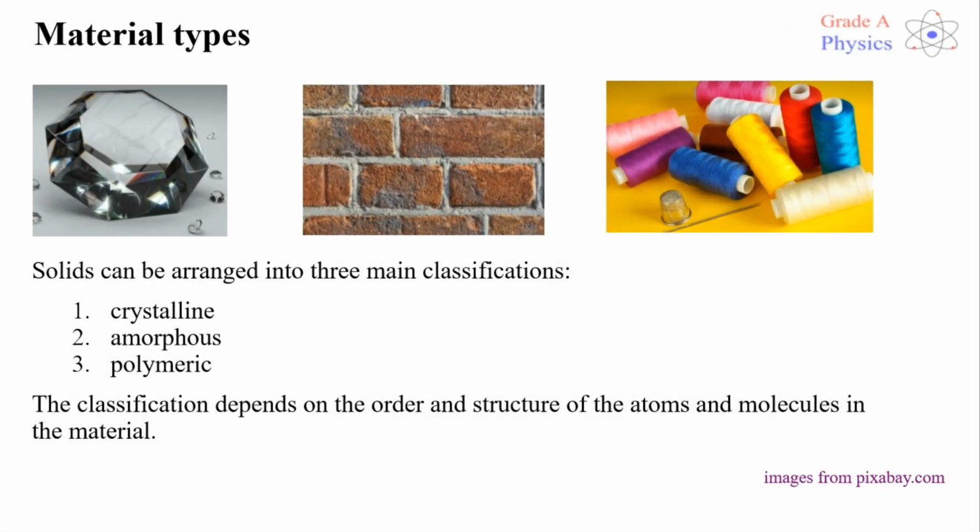This video is about material types and material behaviour. Just double check with your specification because not all A-level exam boards need this level of detail. But there are three categories: crystalline, amorphous and polymeric. We'll look at all of these in detail, and we'll also look at the behaviour and explain how that is related to their atomic or molecular structure. So let's get stuck in.